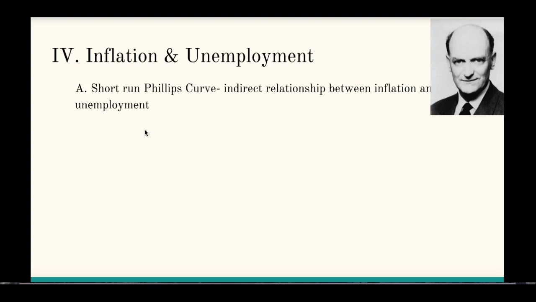and what he found was that there seemed to be this indirect relationship between inflation and unemployment, meaning that as the unemployment rate went down, the inflation rate went up, and as the unemployment rate went up, inflation rate went down. So we had this indirect or inverse relationship between inflation and unemployment.